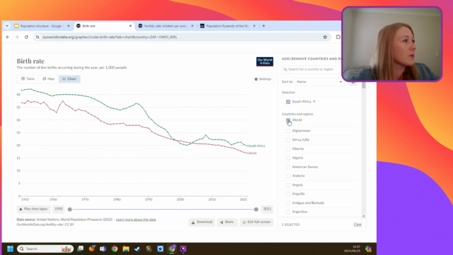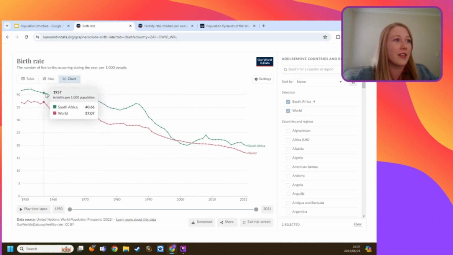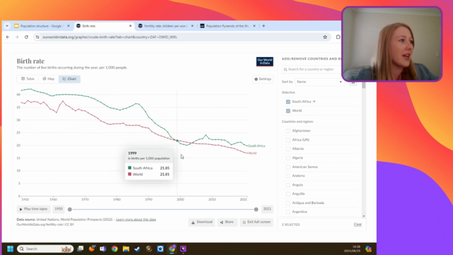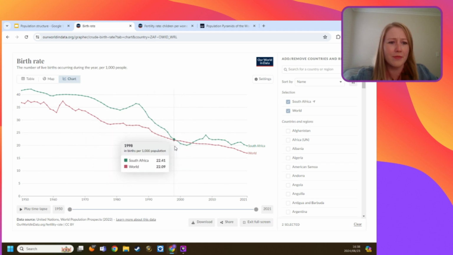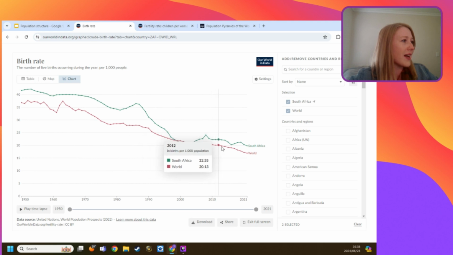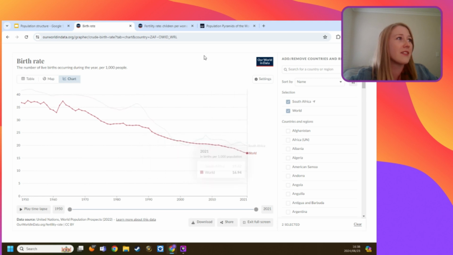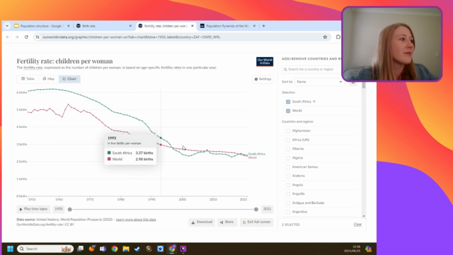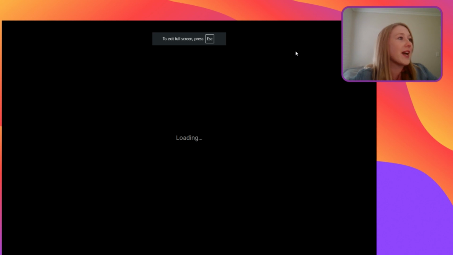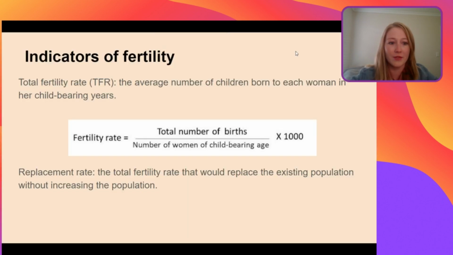Let's put this one on. Yeah, this is what I expected to see. So you can see South Africa is slightly higher than the world average. Okay, there it had some interesting dip, and here it goes back to higher. But per woman, it seems to be fairly average. So that is the fertility.